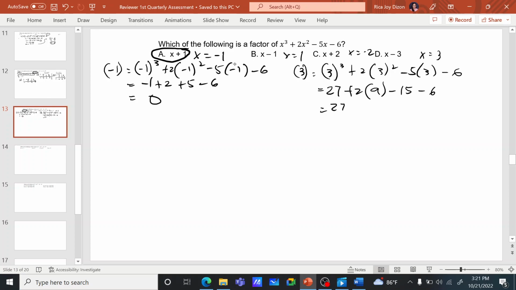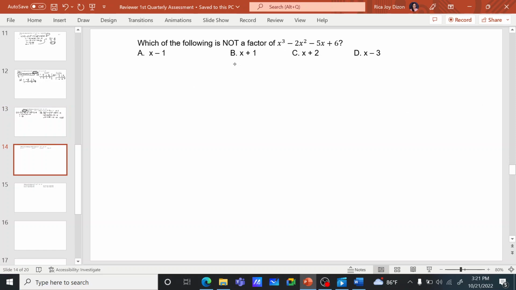Simplify: 27. 2 times 9 is 18. Minus 15 minus 6. We add from left to right. 27 plus 18 is equal to 45. Minus 15 is 30. Minus 6 is 24. So that means there's only one answer, which is x plus 1.